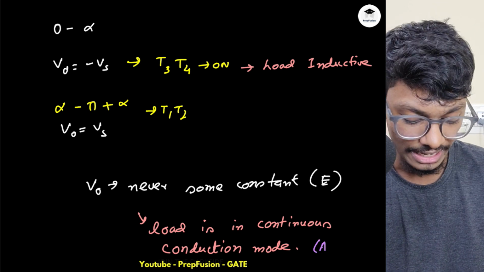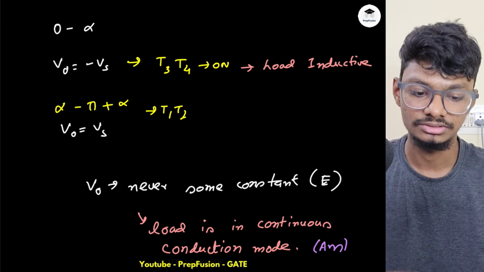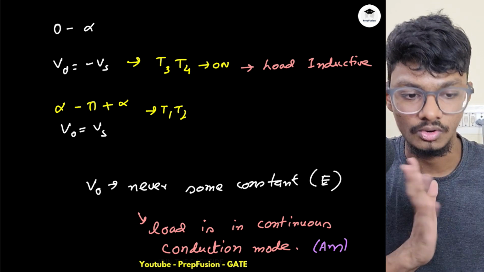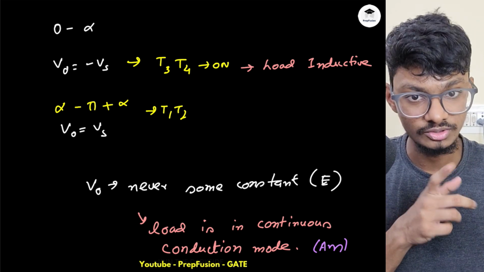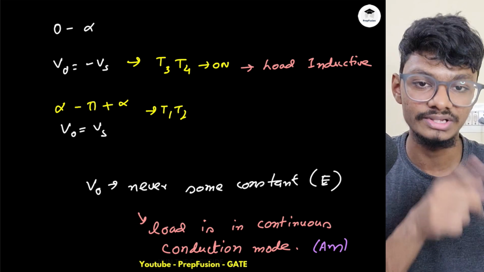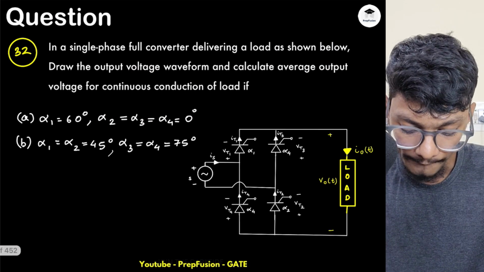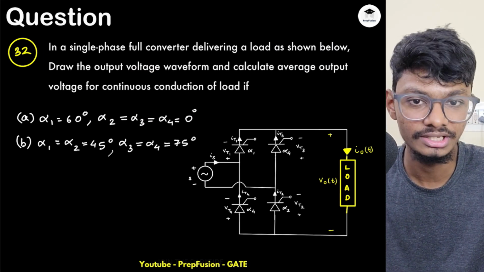So this can come as an MCQ, right? They can ask whether the load is conducting continuously, or it is discontinuous, or it is constant. This can be an MSQ as well. So it can be constant as well as continuously conducting, either of them. Okay. So this was the first question. First question was basically clearing your concepts.